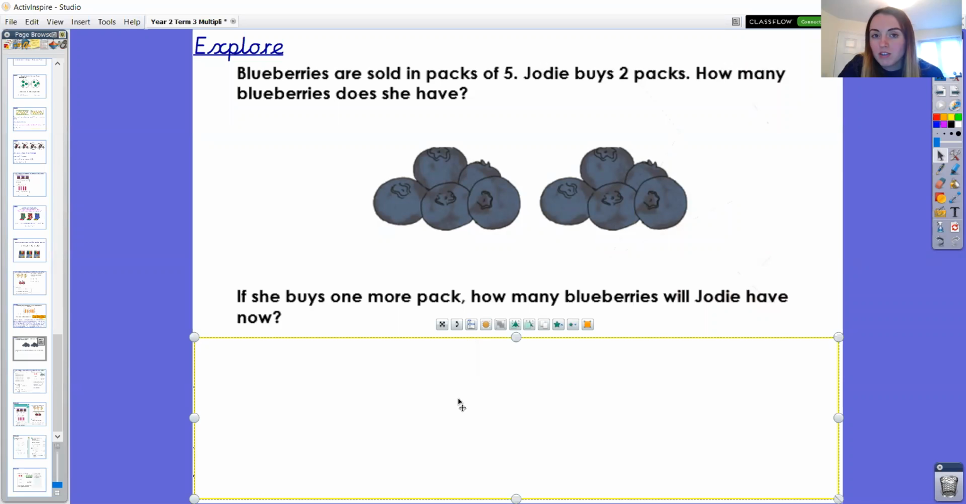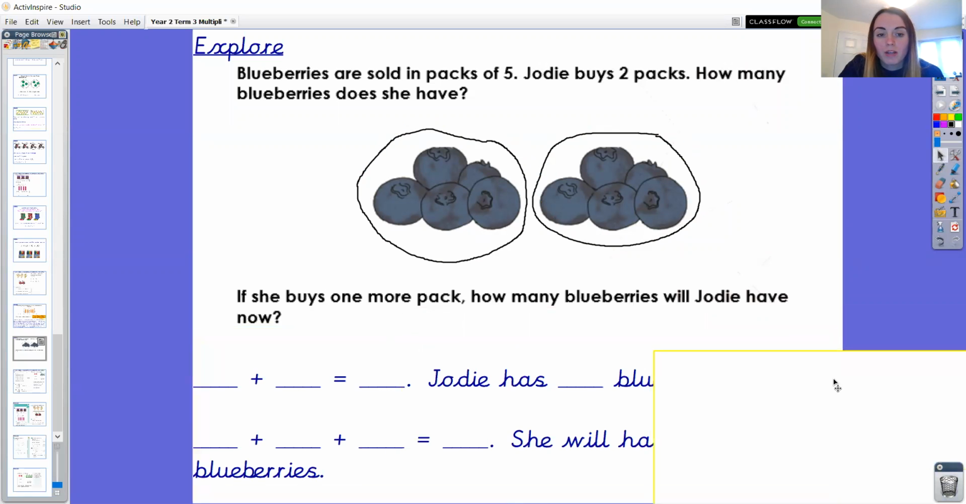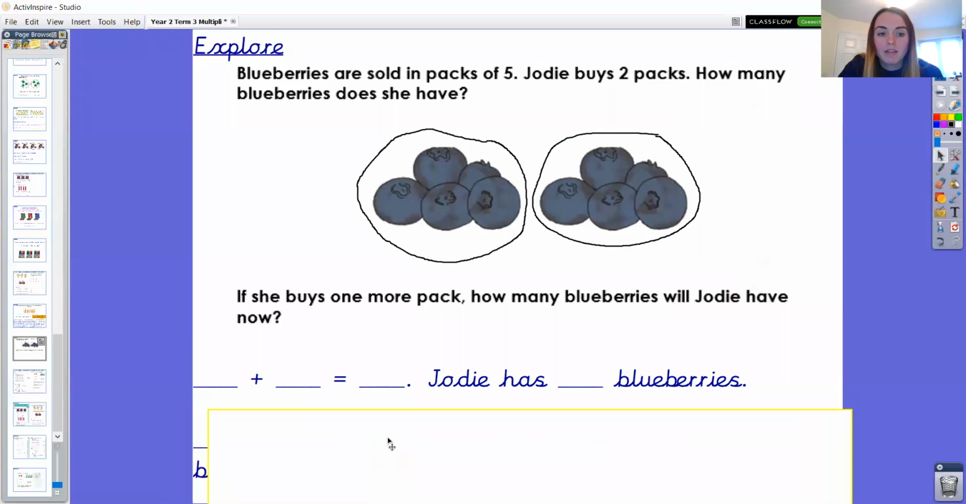So blueberries are sold in packs of 5 and Jodie buys 2 packs. How many blueberries does she have? So if there's 2 packs, as we can see in the picture, there are 2 equal groups. So that means we're going to be adding together 2 parts. So here we have our number sentence with the missing numbers.